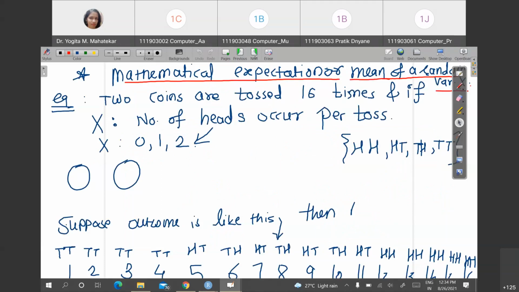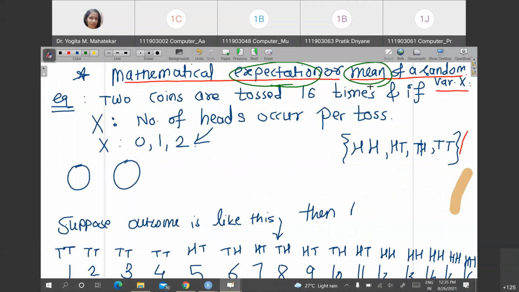Now we are moving towards the concept of mathematical expectation, or the mean, of a random variable capital X. Expectation is nothing but the mean. There are two terminologies: the expectation of a random variable, or sometimes the mean of a random variable. So let us take an example.